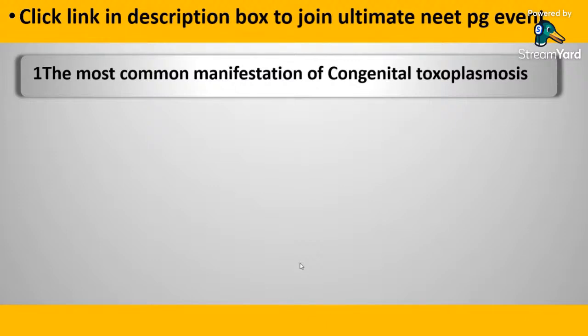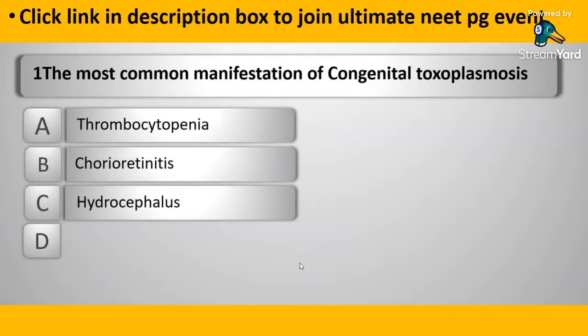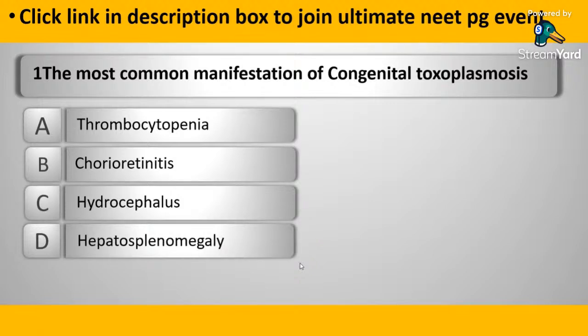So let us begin with the first question. The most common manifestation of congenital toxoplasmosis. A. Thrombocytopenia. B. Chorioretinitis. C. Hydrocephalus. And D. Hepatosplenomegaly. Now comment in the answer chat box what is the correct option here.